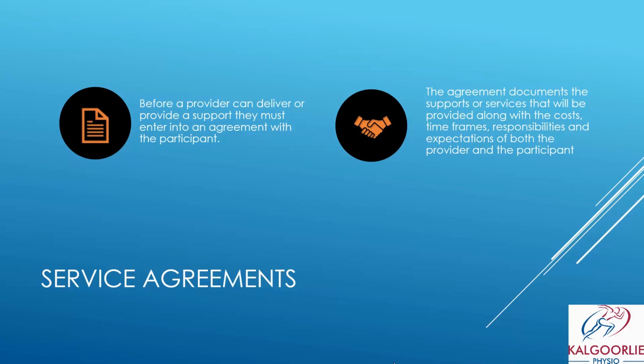Now, we have to have service agreements. So before a provider can deliver or provide a support, they must enter into an agreement with the participant. The agreement documents the supports or services that will be provided, along with the costs, timeframes, responsibilities, and expectations of both the provider and the participant. So if you're not in the situation where you can sign off on these agreements, then that's when your family member or carer plays that role.